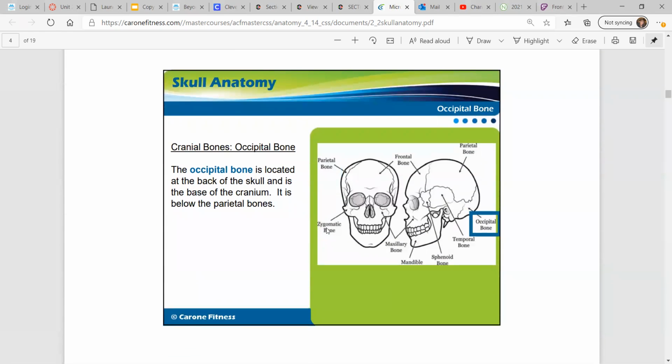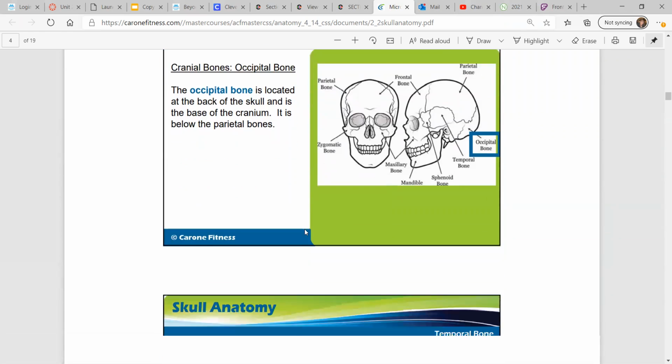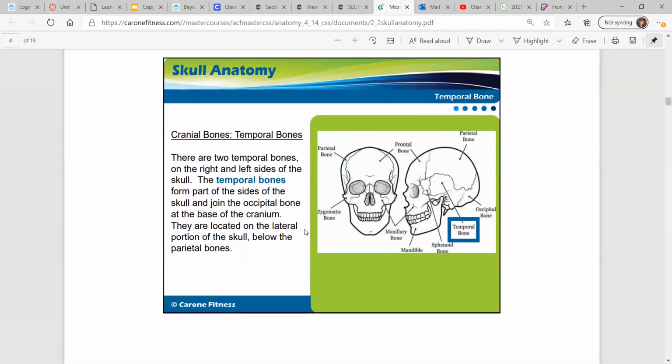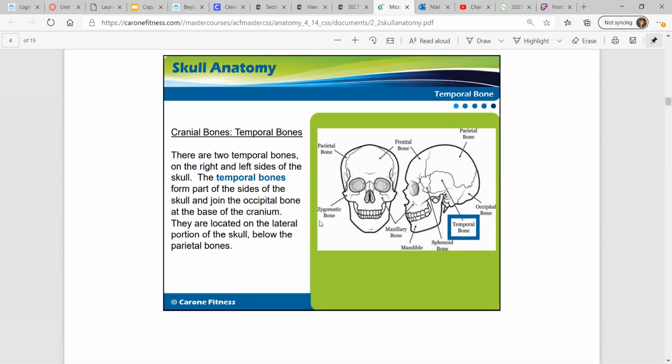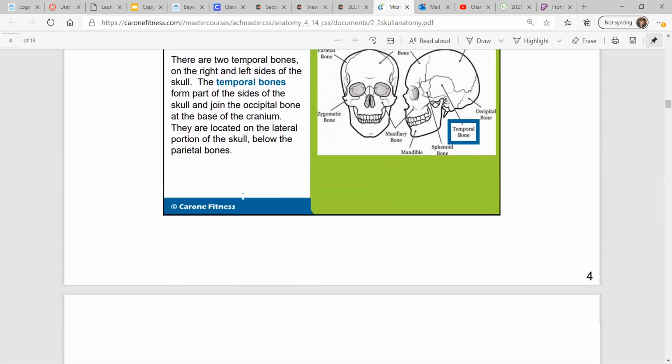The occipital bone is located at the very back of the skull, and that's the base of the cranium. It's below the parietal bones. The 2 temporal bones on the right and left side form part of the sides of the skull and join with the occipital bone at the base of the cranium. They are both located on the lateral portion of the skull. So down here on the sides, but lower down on the sides than the bones we talked about before.